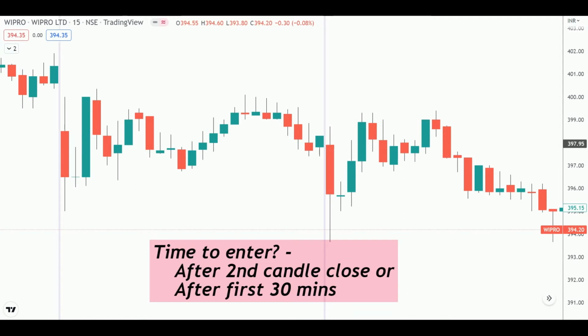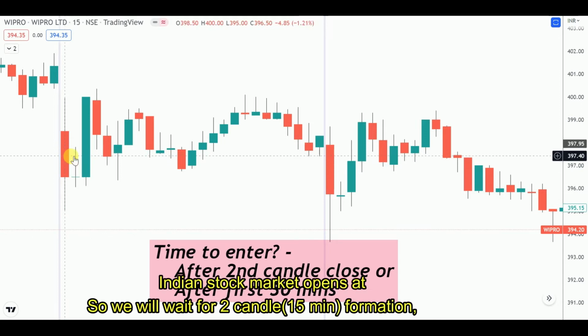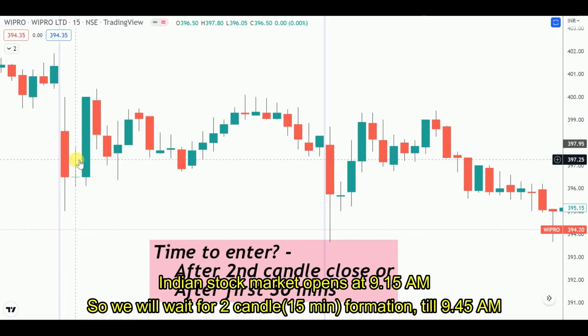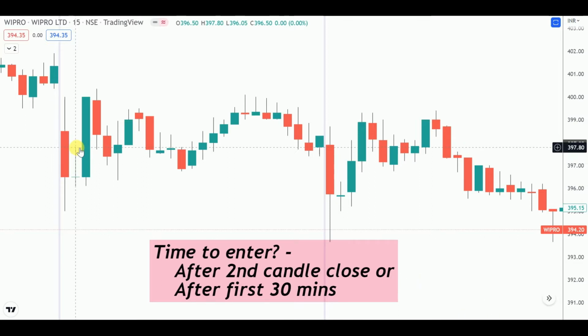The third element is time to enter. Since we are using the 15 minutes time frame, we will wait for the first two candles to form. Each candle will take 15 minutes, that corresponds to 30 minutes of the morning session. So we are going to find the entry and exit after the first 30 minutes only.